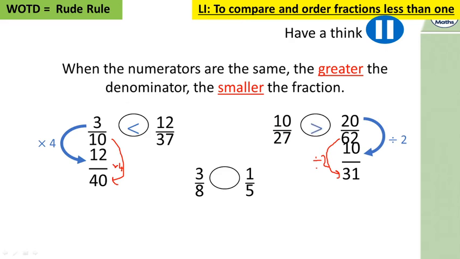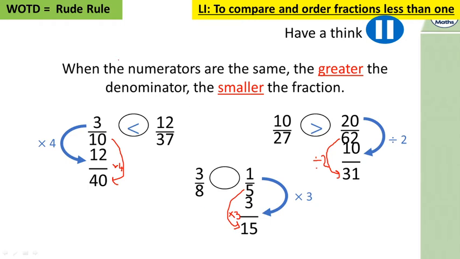The last one, 3/8 compared to 1/5. Make the numerators the same. If you multiply 1 by what, you get 3? If you times it by 3, you get 3. Whatever you do to the top, you do to the bottom. So I've timesed the top by 3, so I have to times the bottom by 3. And 5 times 3 is 15. So we're comparing 3/8 to 3/15.